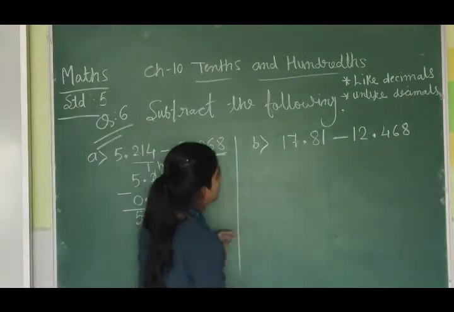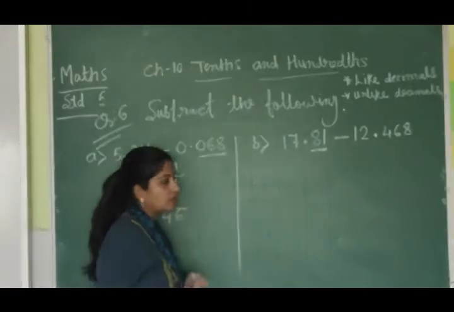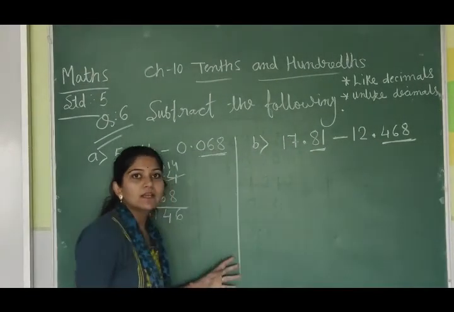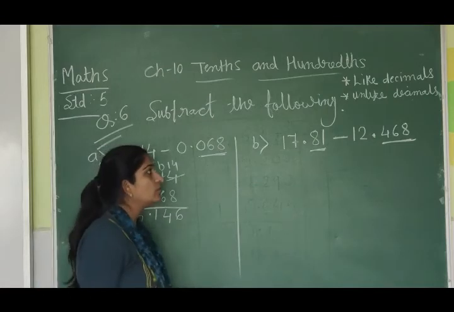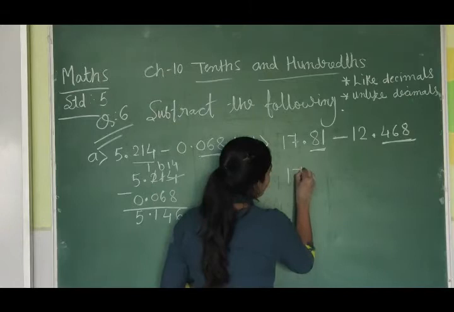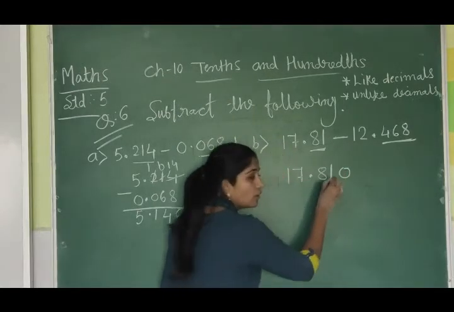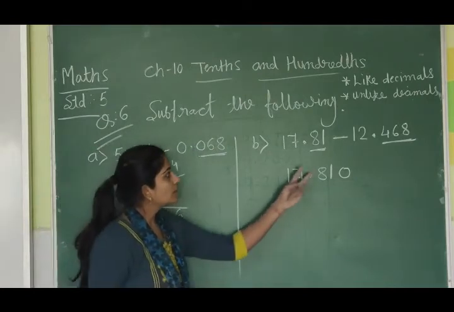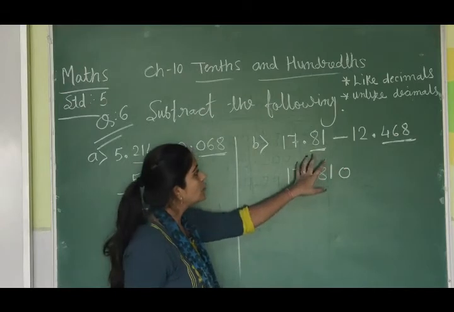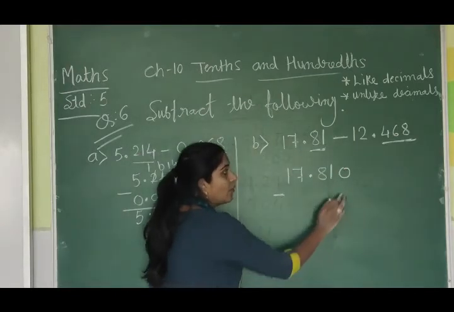5.146. Now next, here you can see after the decimal there are 2 digits, and here you can see after the decimal there are 3 digits. So this is an example of unlike decimals, and we have to make them in like decimal form. So for that we are going to use 17.810, because the maximum number of decimal digits is 3, 1, 2 and 3, and here there are 2 digits, 1 and 2. So we have to take the help of 0.